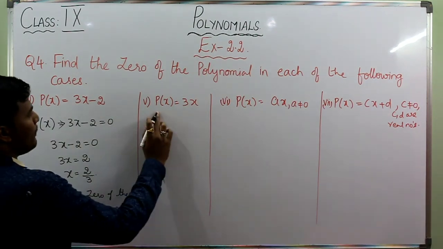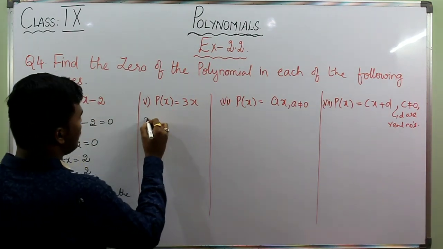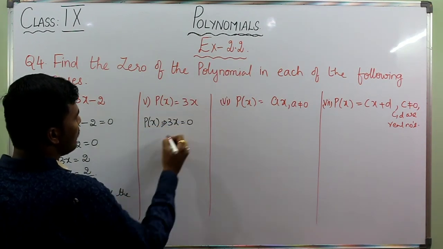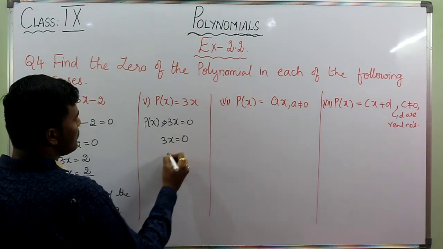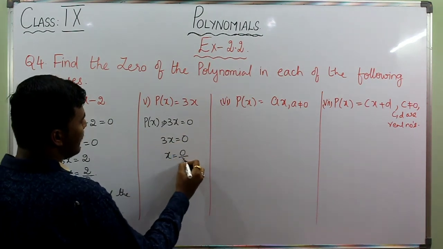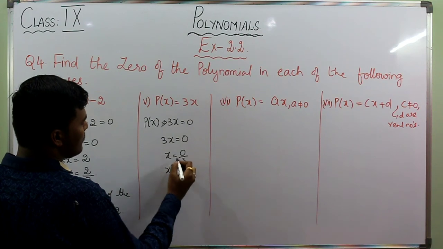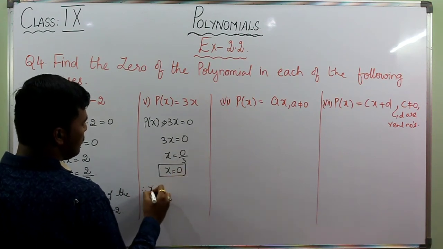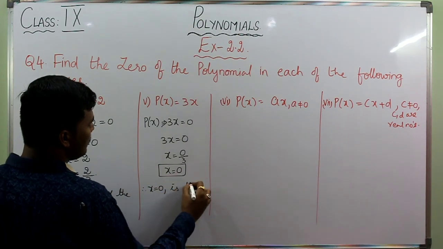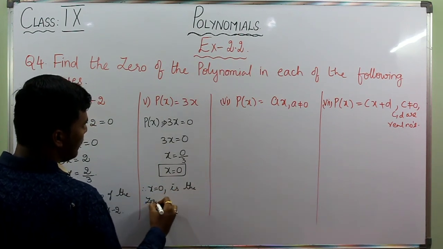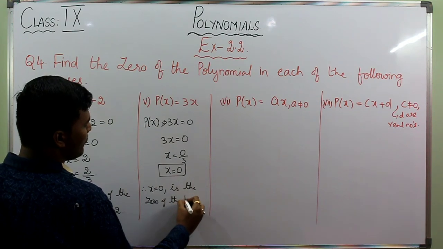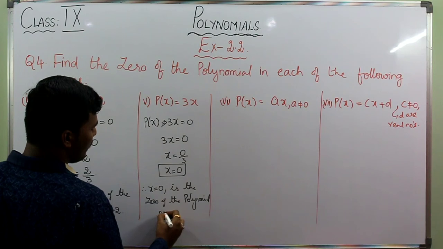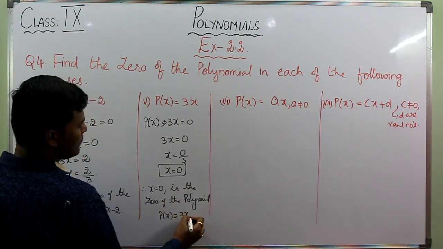And the next one, P of x is equals to 3x. So first consider P of x is equals to 3x, which is equals to 0. From that 3x is equals to 0, x is equals to 0 by 3. Anything by 3 will become 0, 0 by anything will become 0. So therefore x is equals to 0 is the 0 of the polynomial P of x is equals to 3x.